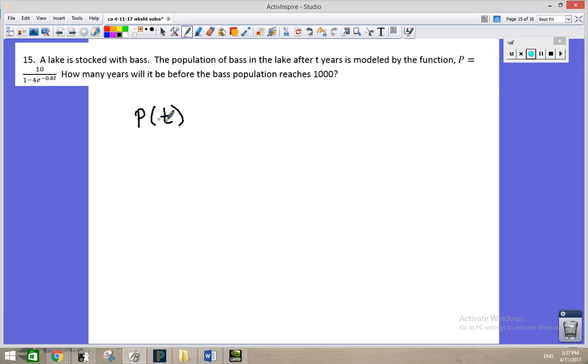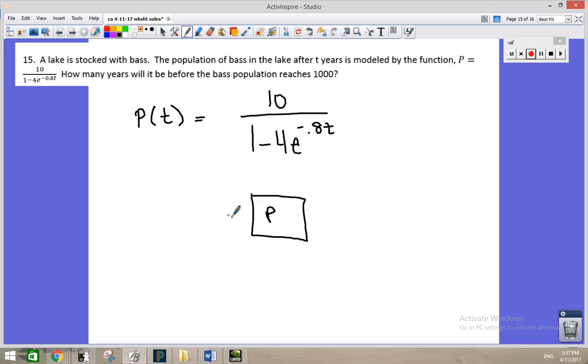P is a function of the years, and it's 10 divided by 1 minus 4 e to the negative 0.8t. So the input into this function is years. You plug in 5 years, 10 years, whatever, and the output of this function will estimate the number of bass that are in the lake. Okay, so it's a count.